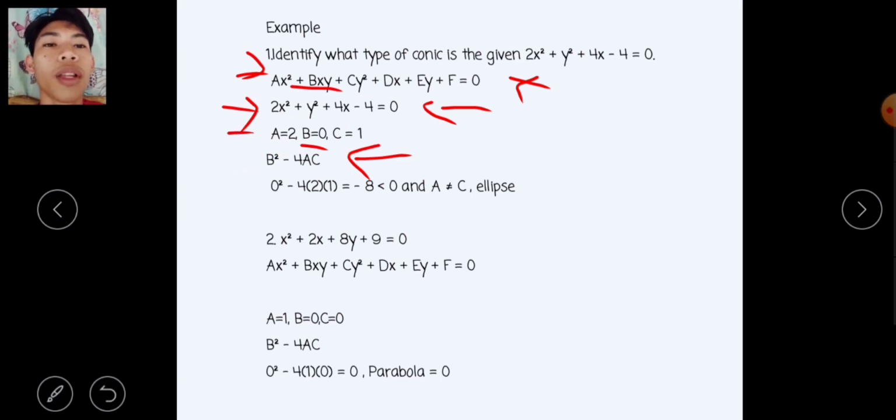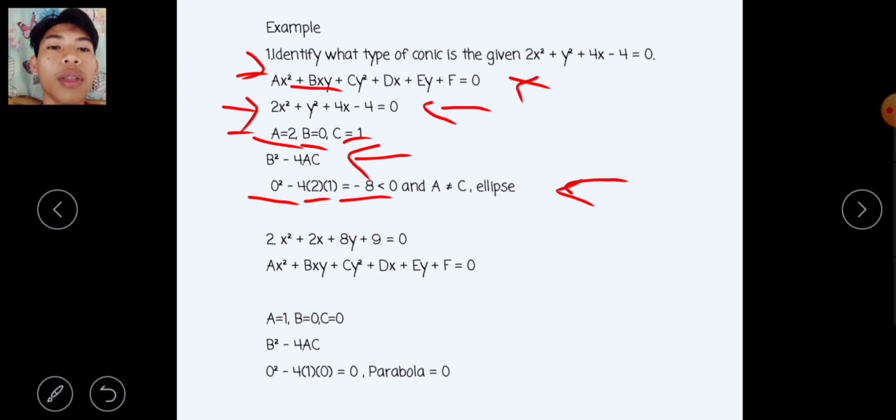Then b squared, so 0 squared, minus 4 times 2, which is our a, and our c is 1. 4 times 2 times 1. So we have negative 8. So negative 8 is less than 0 and a is not equal to c. So it is an ellipse.